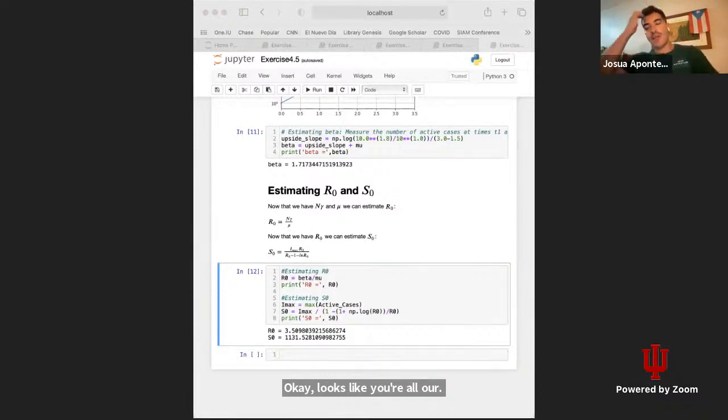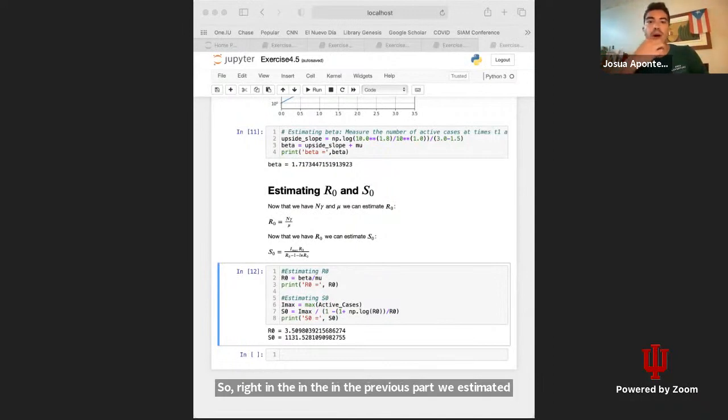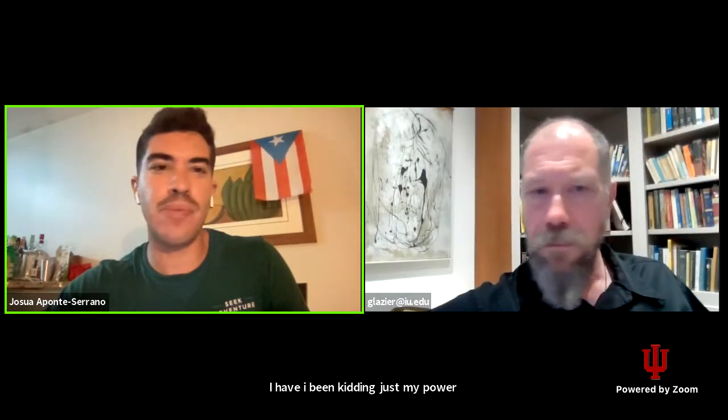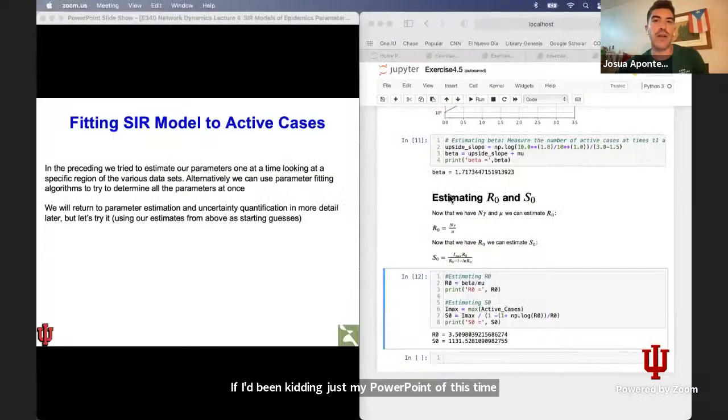So, right, in the previous part, we estimated this model. Wait, have I been sharing just my PowerPoint all this time? No, it was all of it. Okay, it just looked weird.